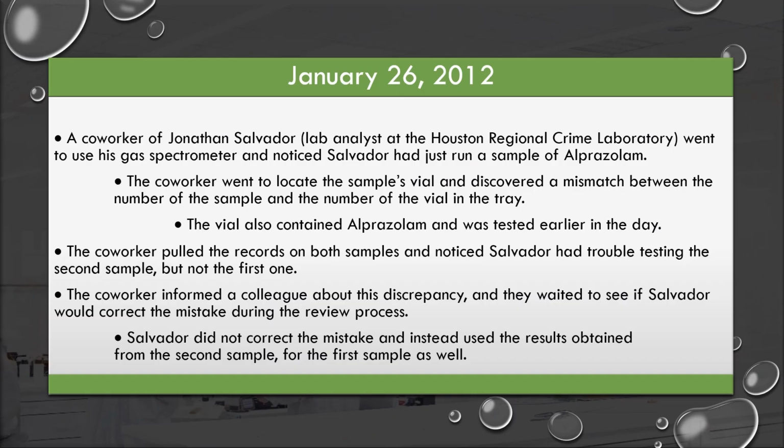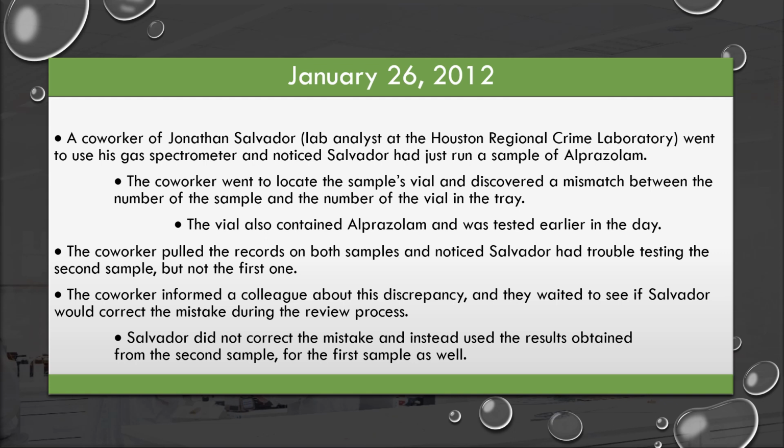So, on January 26, 2012, Jonathan Salvador, who was a lab analyst at the Houston Regional Crime Laboratory, one of his coworkers went to use his gas spectrometer and noticed that Salvador had just run a sample of alprazolam, which is the generic name for Xanax. The coworker went to locate the sample's vial and discovered there was a mismatch between the number of the sample and the number of the vial in the tray. Now, that vial also contained alprazolam, and it was seen to be tested earlier in the day.